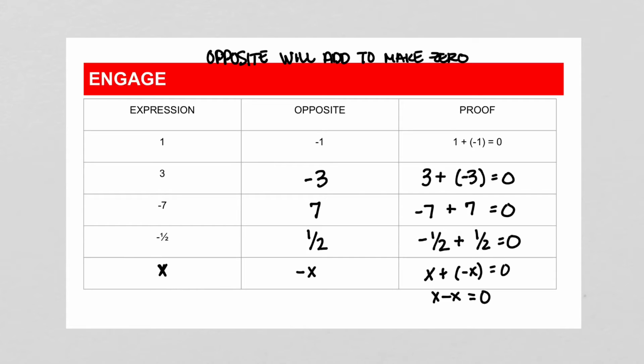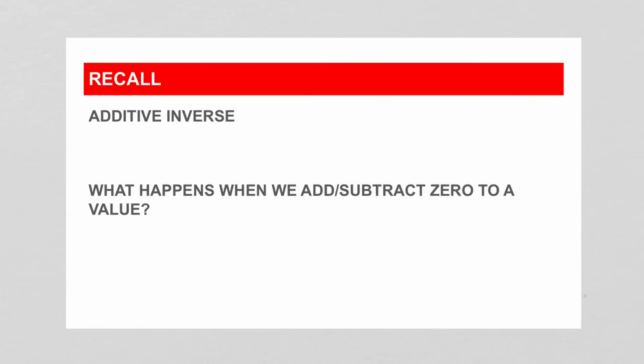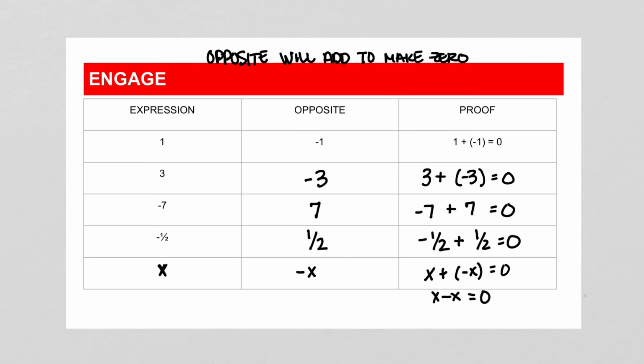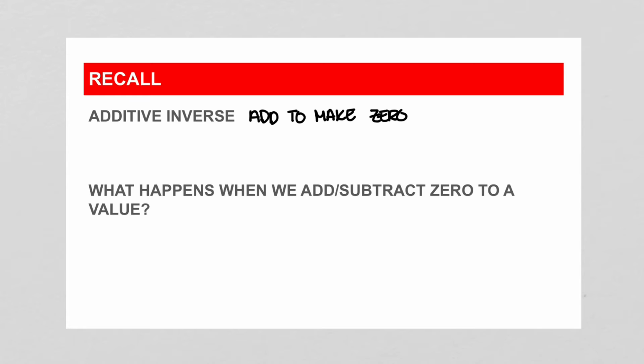Let's recall what we know about an additive inverse. Well, we know that the additive inverse adds to make 0. And we have a whole bunch of examples of that. That's what we just did. It adds with the number to make it 0. We might also think of it as the opposite.